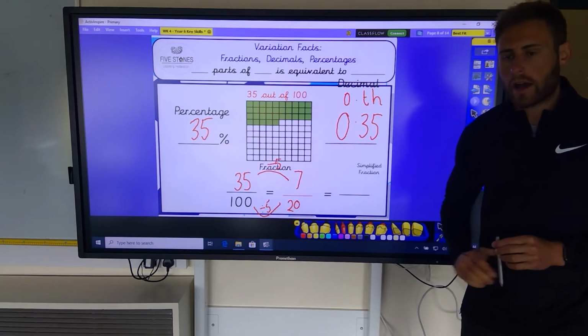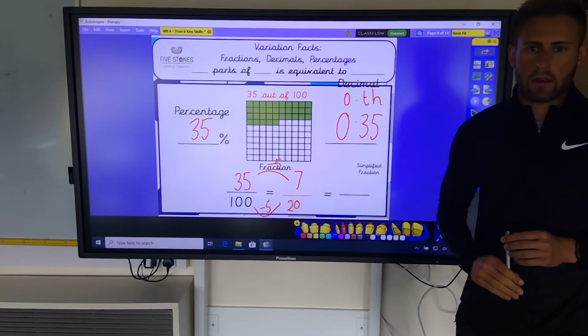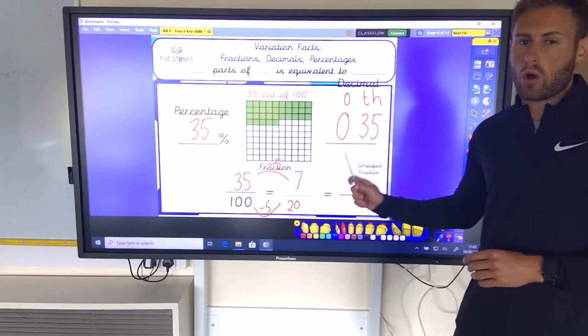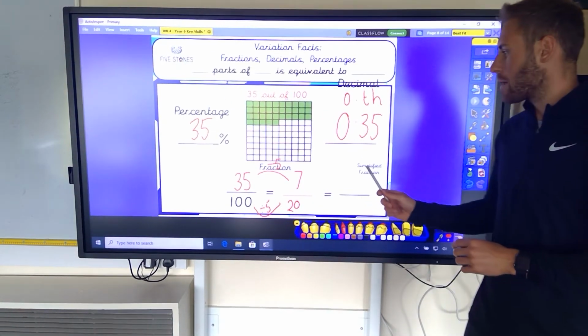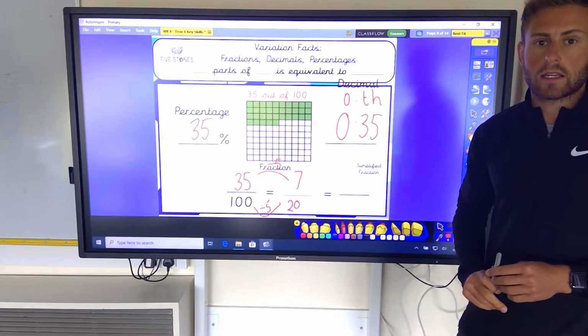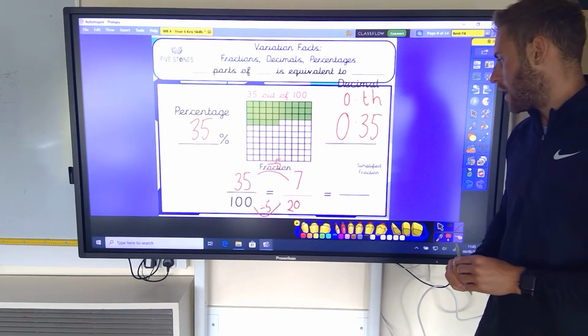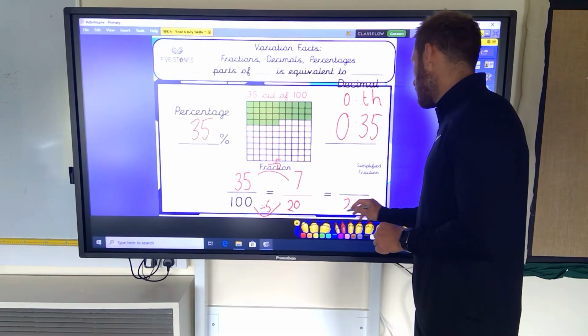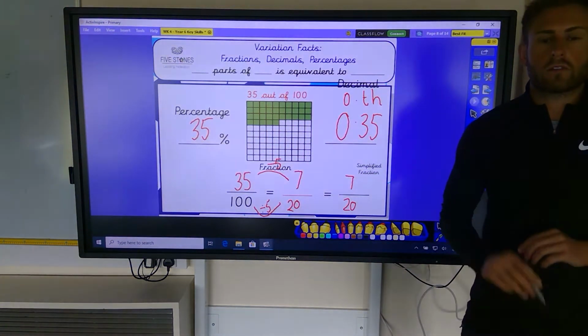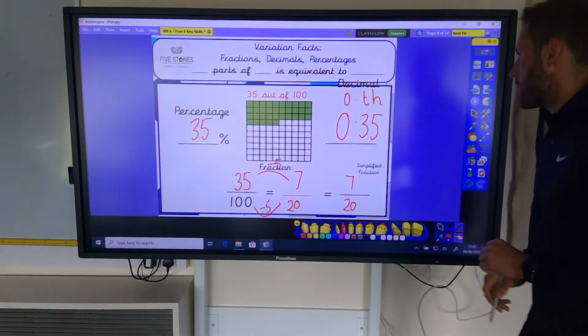So can we simplify 7/20ths any further? So with us having 7/20ths, we look at 7 and we spot that it's a prime number. Can 7 be divided into 20? No, it can't. So we have actually got our most simple fraction there of 7/20ths. So fantastic if you spotted that there.